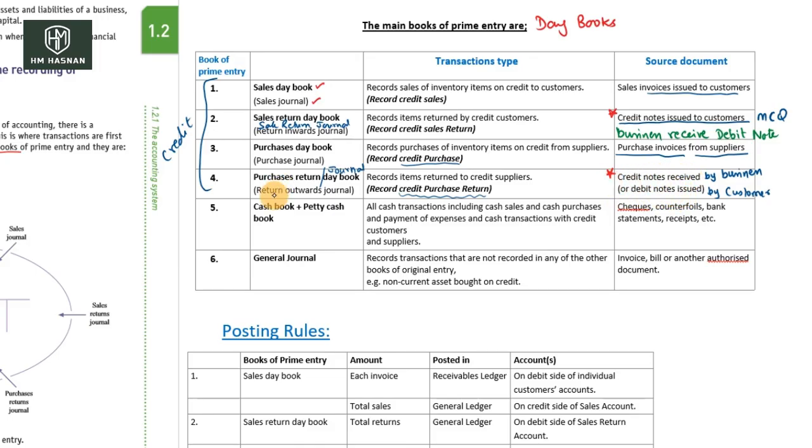The fifth one is cash book and petty cash. What is petty cash? We will discuss it later. All cash-related transactions will be recorded in the cash book, and all the little expenses where cash is used are recorded in the petty cash book. So all cash-related income, expenses, and transactions will be recorded in the cash day book. What is the source document of the cash day book? It is cheques, counterfoils, bank statements, receipts, cash invoices, etc.